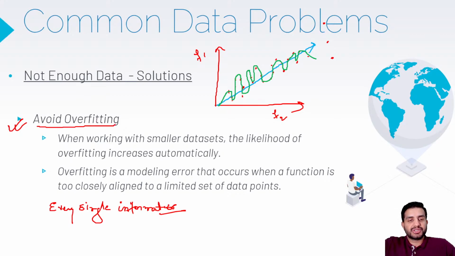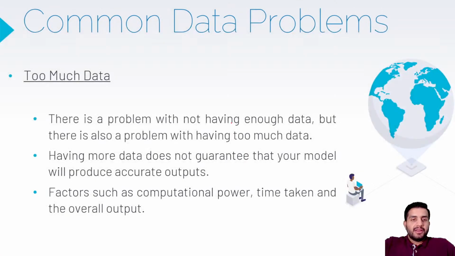So yes, for this, we are supposed to avoid overfitting. Again, a potential solution: always try to avoid overfitting. And this will always be there for a smaller data set. Overfitting again is a modeling error that occurs when a function is too closely aligned to a limited set of data points. Great. So that's about my first common data problem.